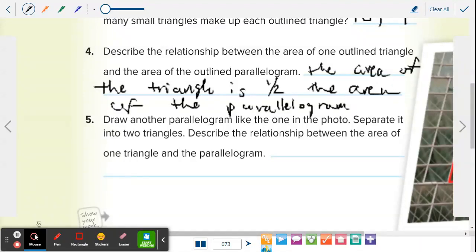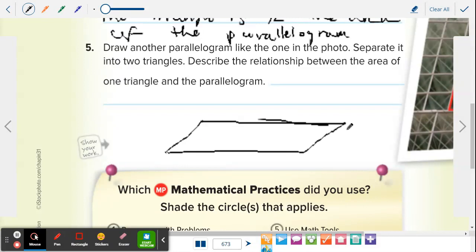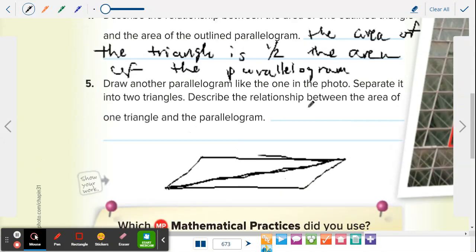Now, number 5, they want to draw another parallelogram like the one in the photo and separate it into two triangles. So down here, we draw a parallelogram. Okay, and then they want us to cut it in half using two triangles. So we have one triangle here, one triangle there. What do you notice about that? What can we say about the triangle? It's half the area of the parallelogram.